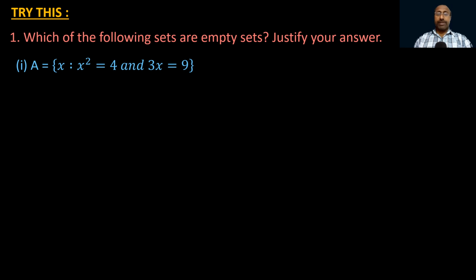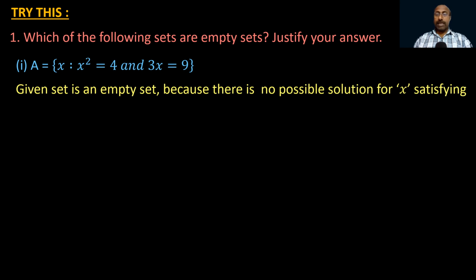If x squared is equal to 4, we know that x is clearly plus or minus 2. And if 3x is equal to 9, x is clearly 3. So if x is equal to 3, then x squared equal to 4 will not be satisfied. And if x is equal to plus or minus 2, then 3x is equal to 9 will not be satisfied. Isn't it? So there is no value for x which satisfies both the equations. So the given set is an empty set because there is no possible solution for x satisfying both the equations.